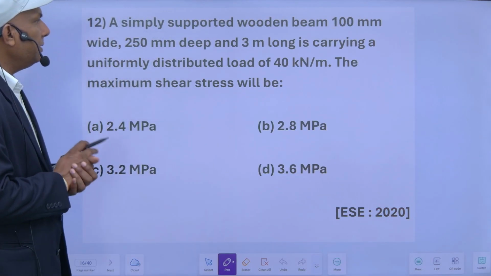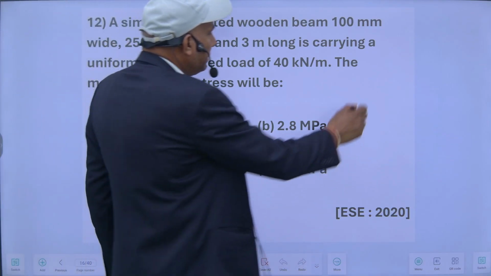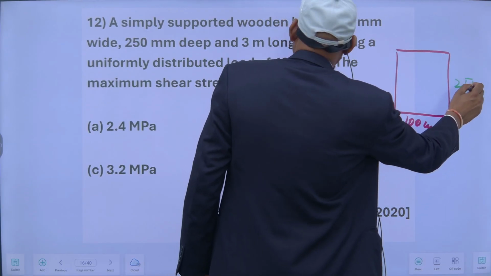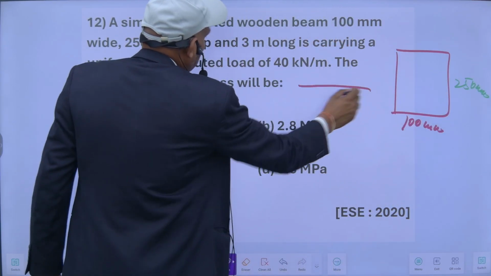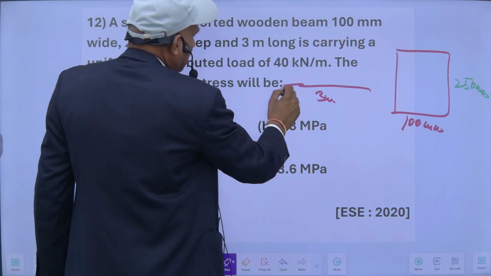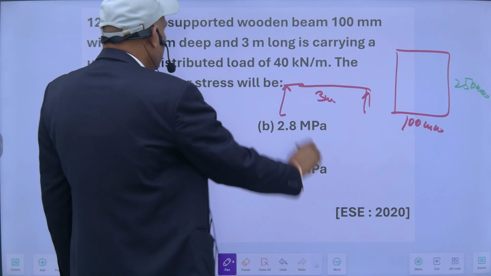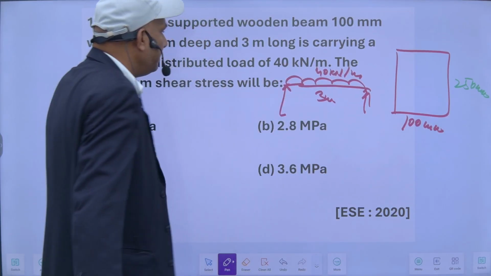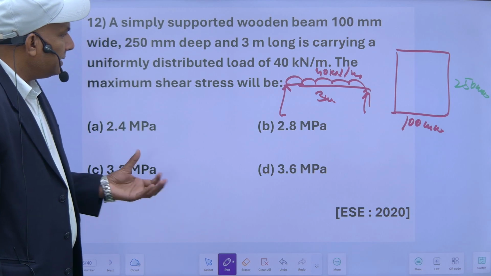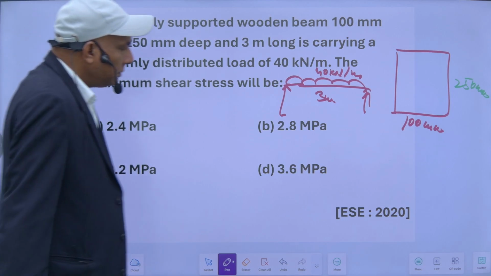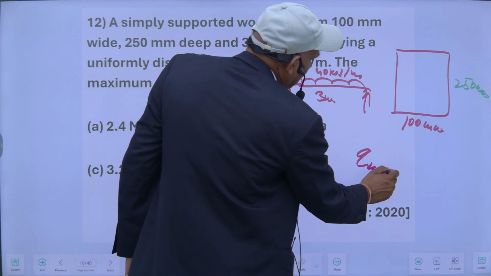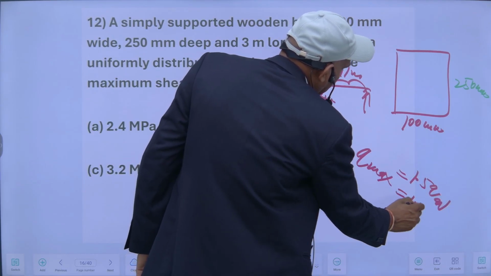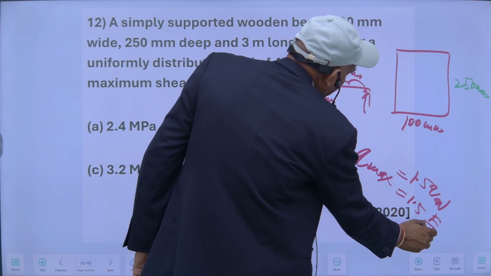A simply supported wooden beam of 100 mm wide and 250 mm deep. It is 3 meter long, carrying a UDL of 40 kN per meter. The maximum shear stress will be how much? Maximum shear stress means, as we know, maximum stress in rectangular it will be 1.5 times of Q average. And what is Q average? This is shear force divided by the cross section area, F upon BD.